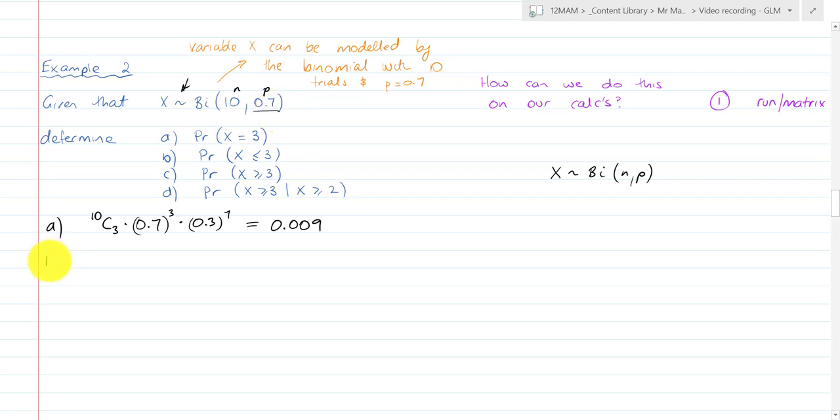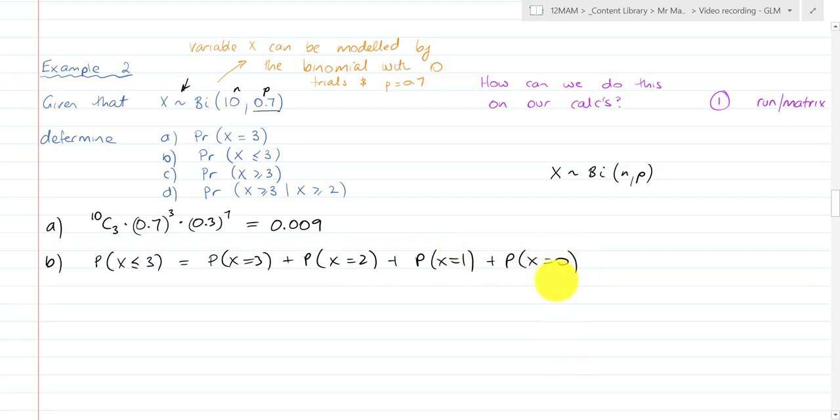And then I want to calculate part B, the probability that X is less than or equal to 3. That is equal to the probability that X equals 3 plus the probability that X equals 2 plus the probability that X equals 1 plus the probability that X equals 0. And this is where we can use our calculator really effectively. So you may be expected to set this out in a tech-free exam for a really simple case, multiple probabilities, but mostly this will be in a tech-active exam and you'll be able to use your calculator.